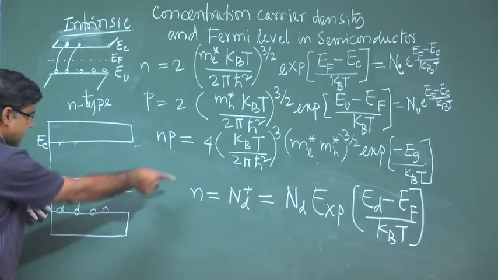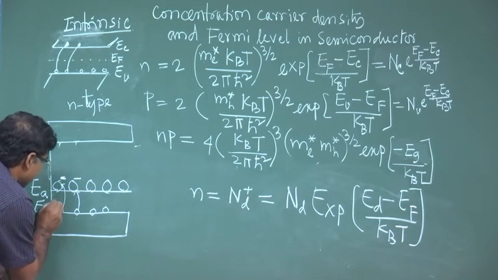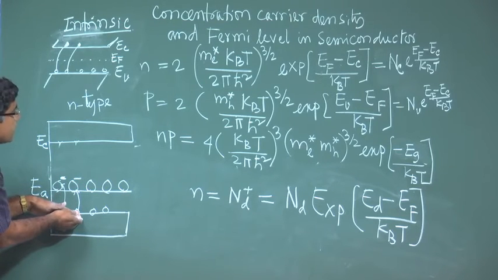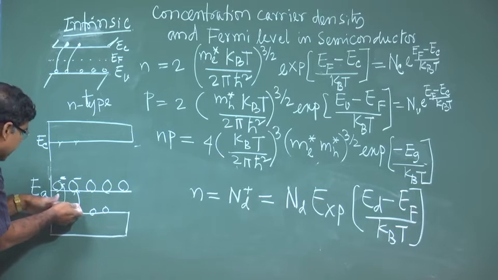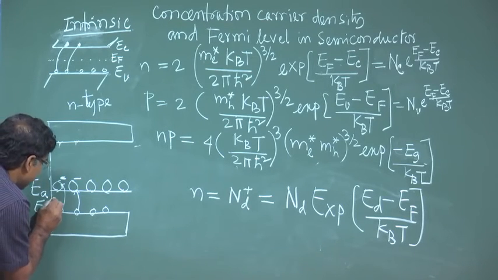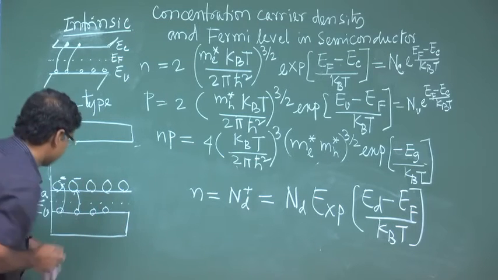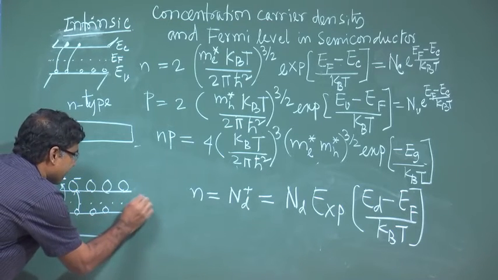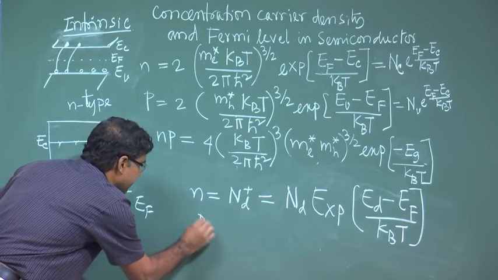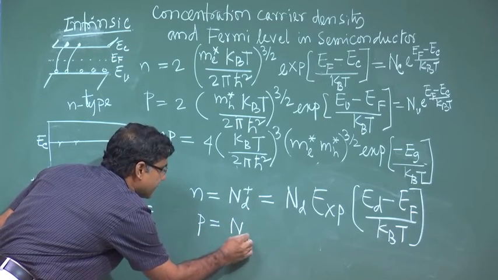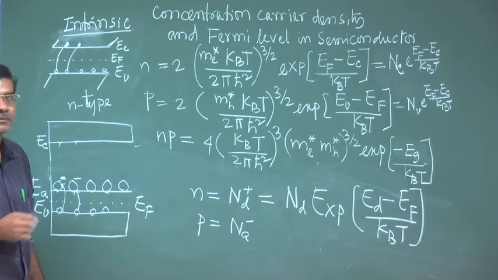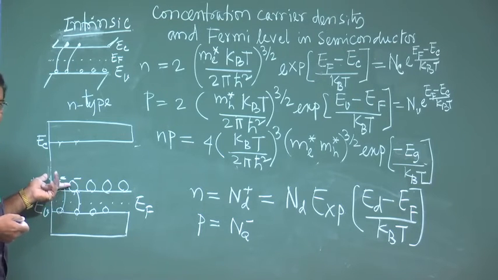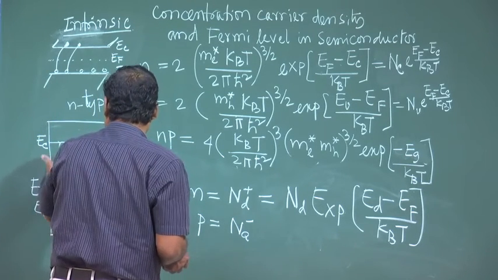In the same way, one can find that these two energy levels are involved in creating the carrier, creating holes in the system. So the Fermi level must be between these two levels. Then similarly, the density of p is equal to NA minus. How many ionized negatively charged ions have accepted electrons, right.